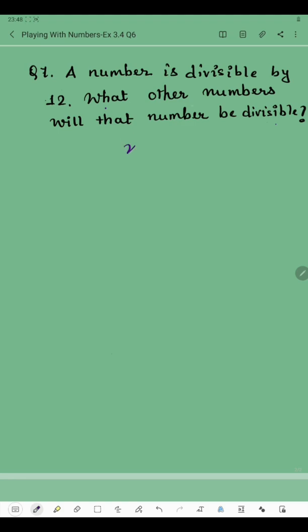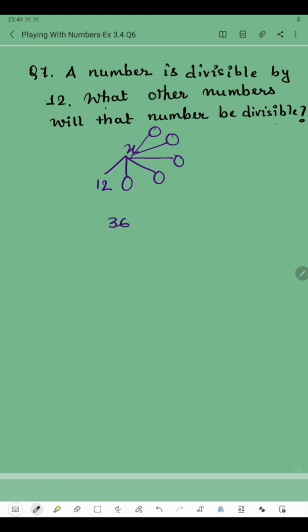Now here, if we consider the unknown number, say x, and it is said that the number is divisible by 12. Okay. Now that means when we divide x by 12, we will get 0 as remainder. What other numbers will that number be divisible? So we will have to find what other numbers are there. When we divide x by these numbers, we will get 0. Okay. Now let's take an example.